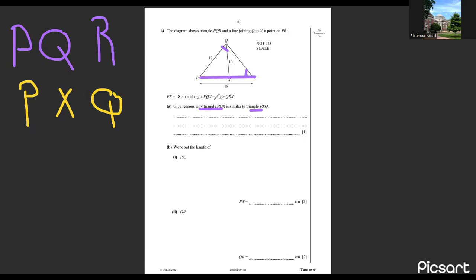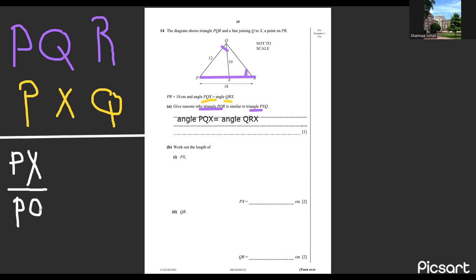So here we go. We can say that angle PQX equals angle QRX here. And that's fine. Work out the length of PX. So I write it as they are similar. So I write them like this just to analyze it.